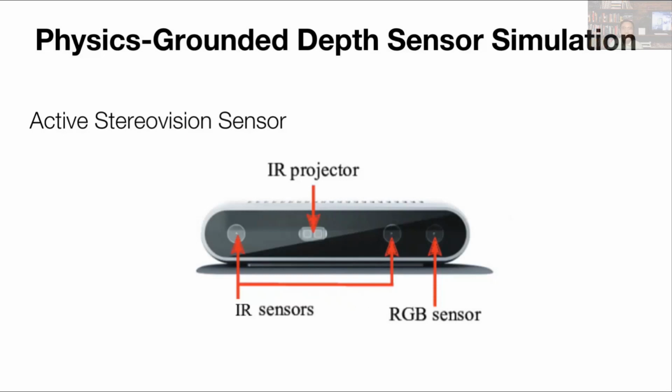An active stereo vision sensor usually consists of an IR projector and 2 IR sensors. The IR projector shows an IR pattern to the scene, and the 2 IR sensors capture the reflected pattern and compute the depth by stereo matching. There is also an RGB sensor to capture the texture information of the scene.